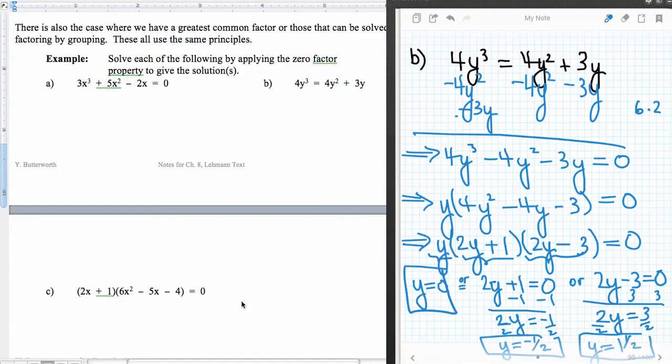All right, why don't you guys try this one? This one's a little bit easier, actually. This is already factored. Leave it alone. Just factor that one and see how it goes for you, and come back to the next video to check it out.